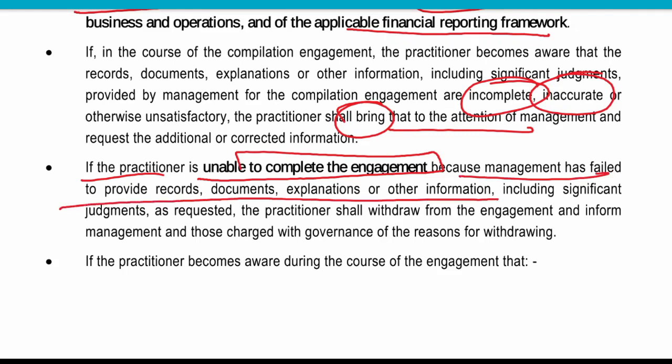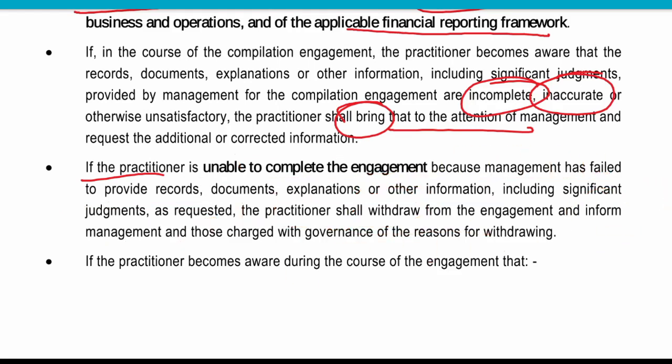Now, if the practitioner is unable to complete the engagement because the management has failed to provide the required information as requested by the practitioner, then the practitioner needs to do what? He needs to withdraw from the engagement and inform the management and those charged with the governance of the reason for withdrawal. Why? Because the management is unable to provide him sufficient information.